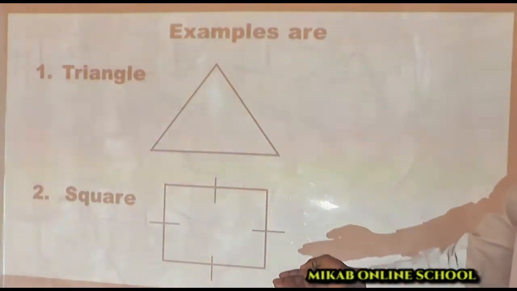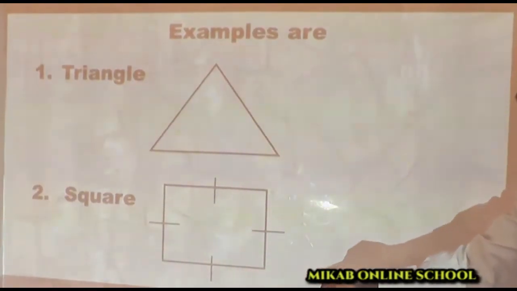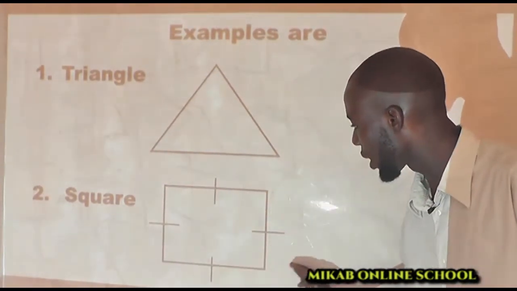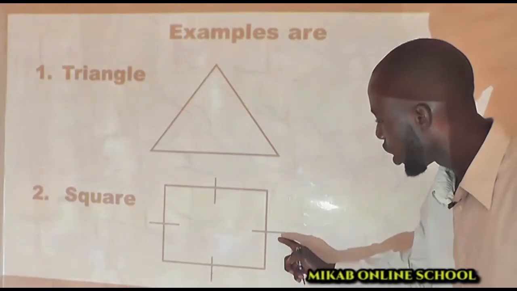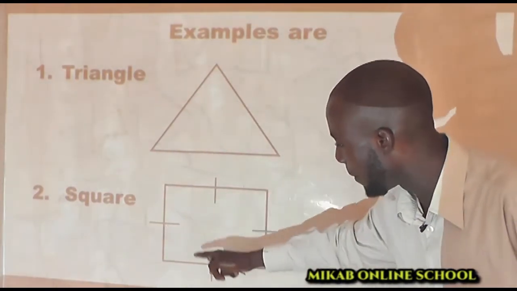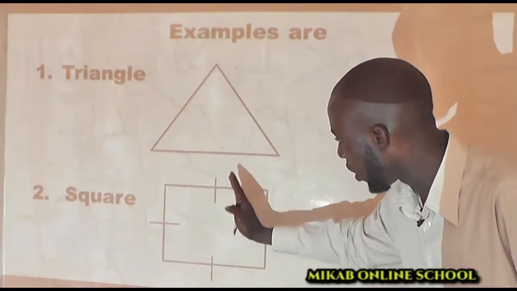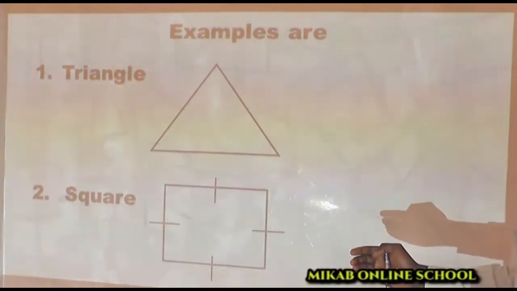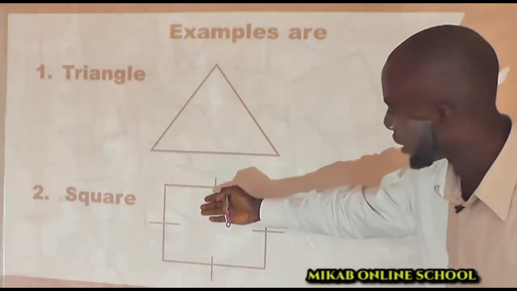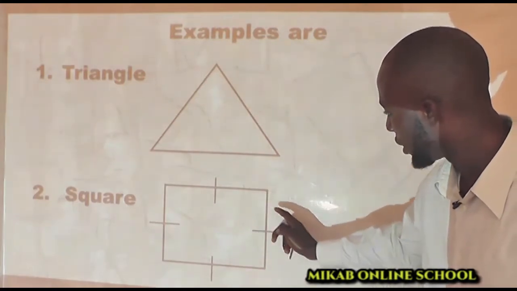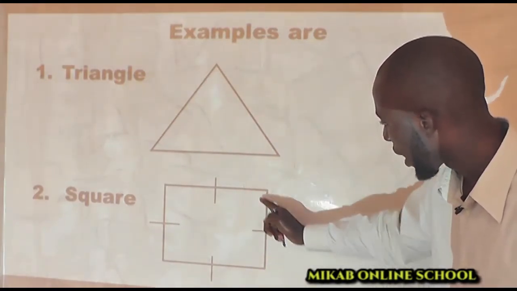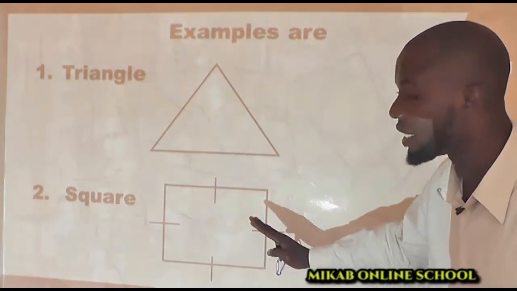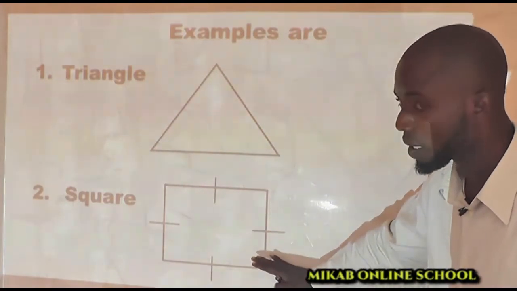The second example is the square. In the square, all the four sides are equal. That is why you are seeing these marks at the four edges of the square. Let me remind you of one thing about the square: all the included angles at each point of this square are 90 degrees, summing up to 360.